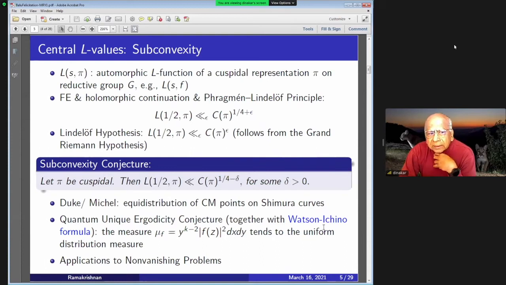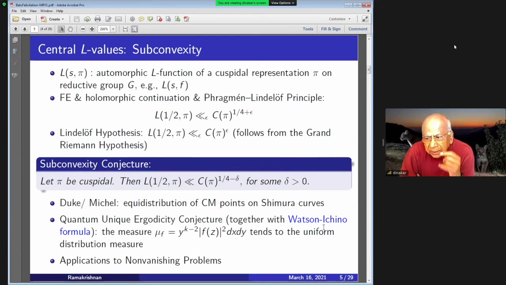It's not difficult, but anyway, you assume the functional equation and holomorphic continuation, and that together with the Phragmén-Lindelöf principle says that you have a bound, which is the convexity bound: L(1/2, pi) is bounded by C(pi) to the 1/4 plus epsilon. And of course, the Lindelöf hypothesis is very strong; it says it's even bounded by C(pi) to the epsilon. So what is C(pi)?